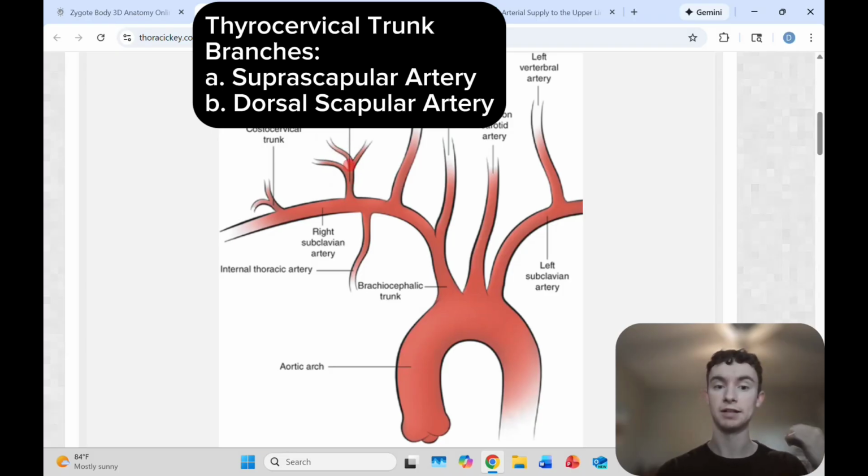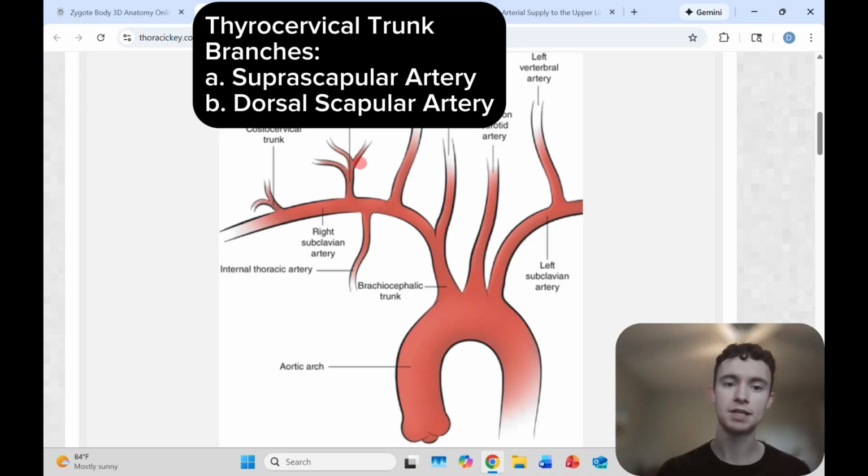and some of these branches include the suprascapular artery. You might remember suprascapular from suprascapular nerve, which innervates the supraspinatus and infraspinatus. The suprascapular artery travels very close to the nerve over the transverse ligament of the suprascapular notch to supply blood and nutrients and oxygen to the supraspinatus and infraspinatus.